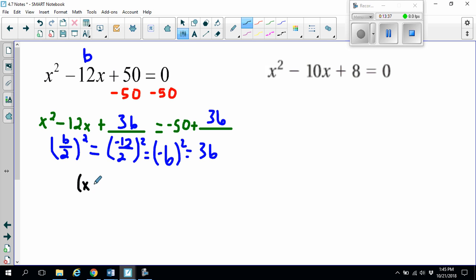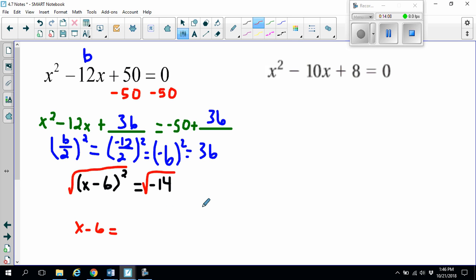Now we already factored this. It was the x minus 6, right? Squared. And that'll equal, now we do negative 50 plus 36. That gives us negative 14. From here, I'm going to take the square root on both sides, because that's our next step. And then our square and square root cancel each other out, so I have x minus 6 equals.